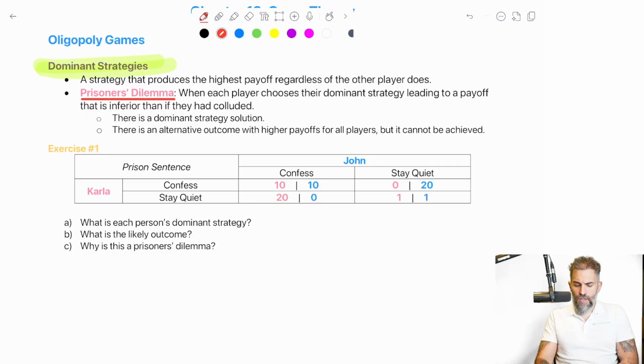So if you look at this game here, you've got John and you've got Carla. Carla is in pink, John is in blue. The numbers you see in here are their prison sentences. So a lower number is better, right? And a higher number is worse. So the first thing is, let's make sure we understand the process of choosing or figuring out if we have a dominant strategy.